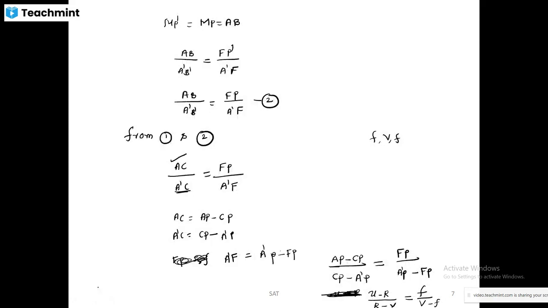So I can say once again: U minus R by R minus V is equal to F by V minus F. Simplify, we get the answer. You bring the R minus V to this side, the U minus R, and multiply. And bring V minus F to this side, so it is F into R minus V, and multiply.